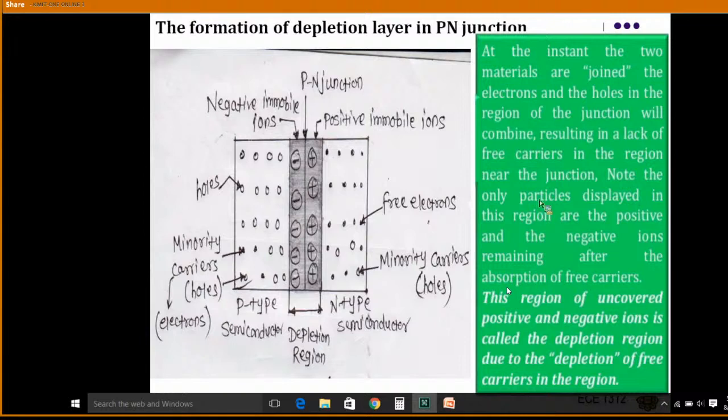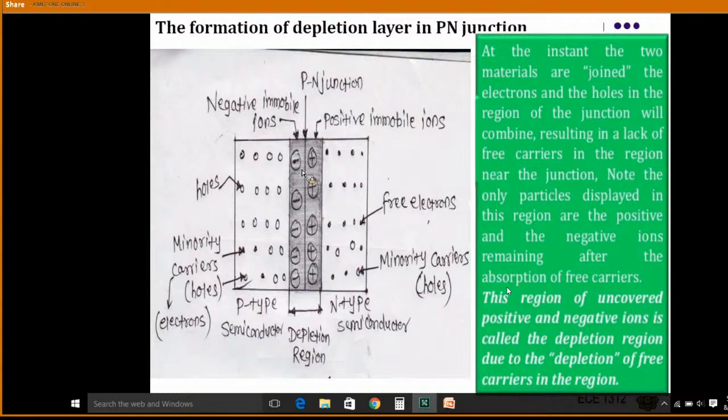Note the only particles displayed in this region are the positive and the negative ions remaining after the absorption of free electrons. The region of uncovered positive and negative ions, this region we are calling the depletion region. The other name of depletion region is space charge region. I hope this is clear because you already studied it in the physics part also.